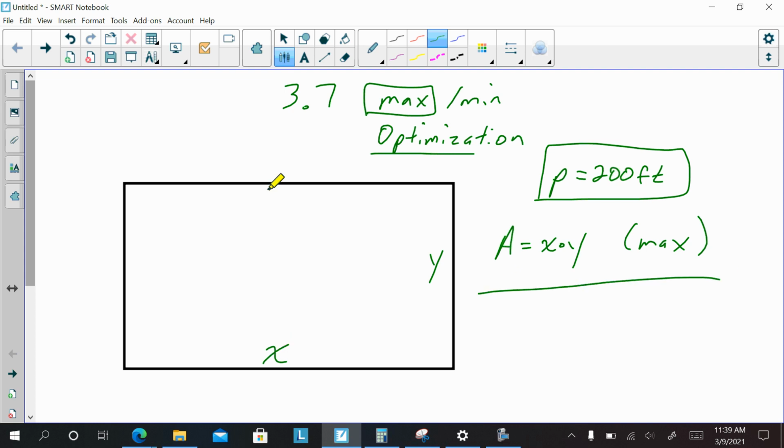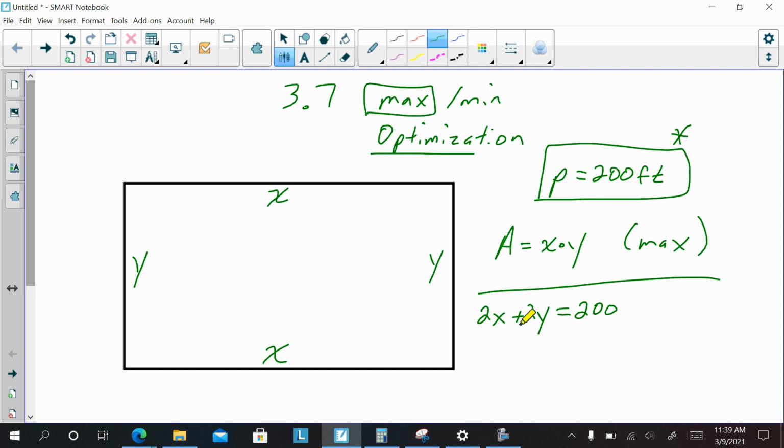Notice if this is x, this is also x. If this is y, this is y. And if we're going to make this as large as possible, we're going to use all of the fence that we have available. And we have 200 feet available. So when we take the two x sizes and the two y sizes and add those together, that's going to use the full 200 feet of fence. So that establishes a relationship between x and y, and we can use this to eliminate one of these variables.